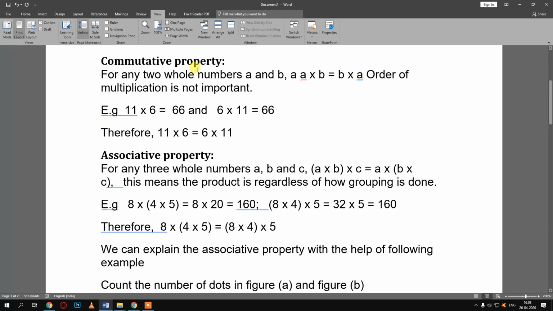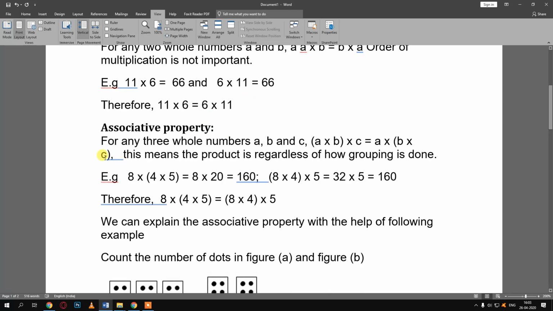For example, you can see here, when you do 11 into 6, you will get 66 as the answer. Whereas now you have changed the order and you have done 6 into 11. So we are getting again 66 as the answer. So the order of the numbers is not important while doing multiplication. Okay, so this is known as commutative property of multiplication.